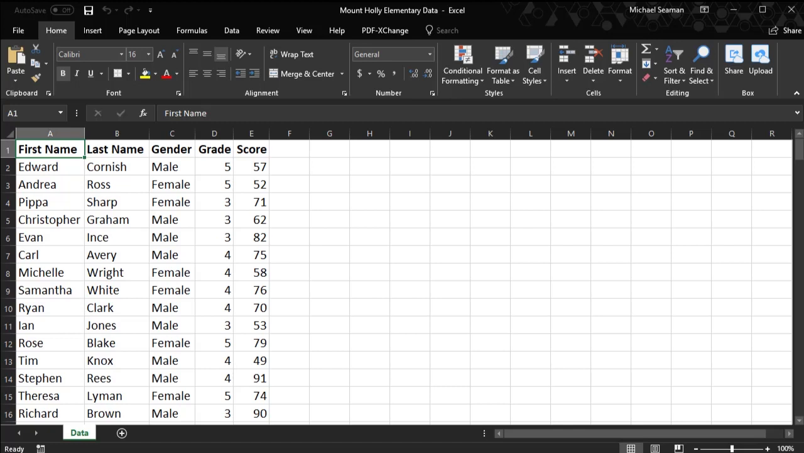Because these are quantitative variables, they are measured with a selected unit of measurement. The unit of measurement for grade level is years of schooling. The unit of measurement for score is probably points on a test, though it might be percentage points if these scores are percentages.